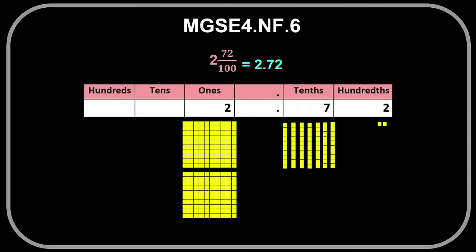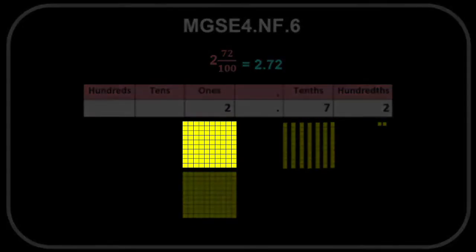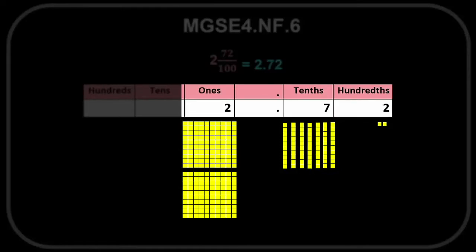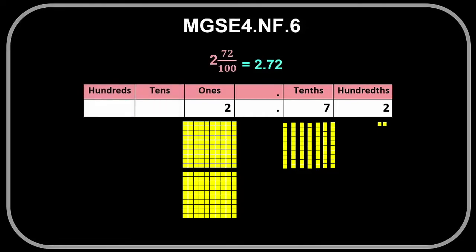Let's represent the magnitude of another decimal number, 2 and 72 hundredths. In this example, each flat represents 1 whole, each rod represents 1/10, and each cube represents 1/100th. 2 and 72 hundredths can be represented as 2 wholes, 7 tenths rods, and 2 hundredths cubes. This can also be written in expanded form: 2 times 1 plus 7 times 1/10 plus 2 times 1/100th equals 2 and 72 hundredths.